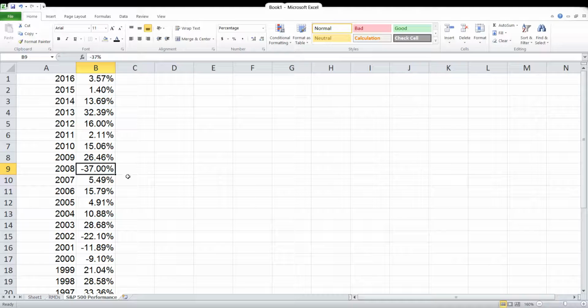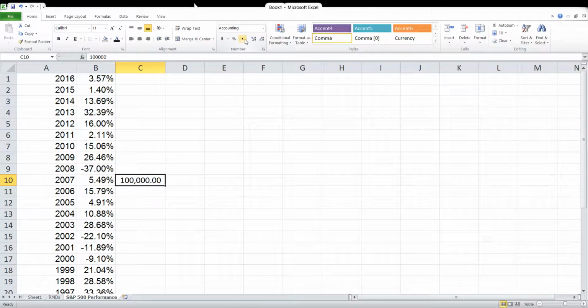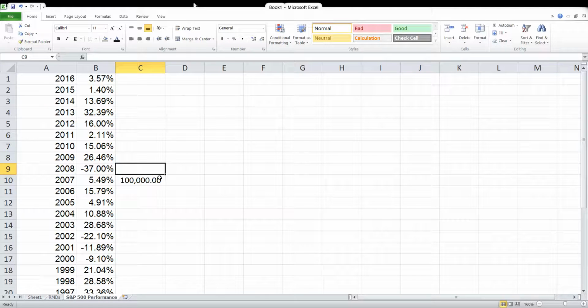The negatives are worse than the positives, and let me give an example. Let's say that starting in 2007 you had $100,000. Okay, we've got $100,000 here, and then we multiply this times the loss. So you had $63,000 the next year. Okay, here's the problem now. This 26% is not 26% of $100,000, it's 26% of $63,000.